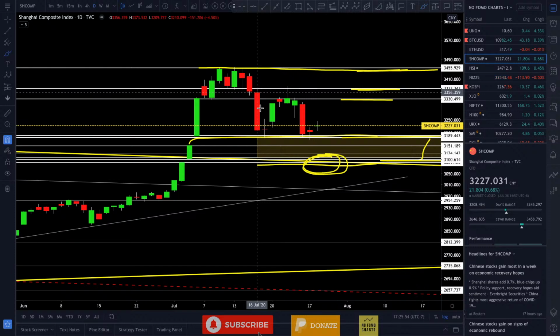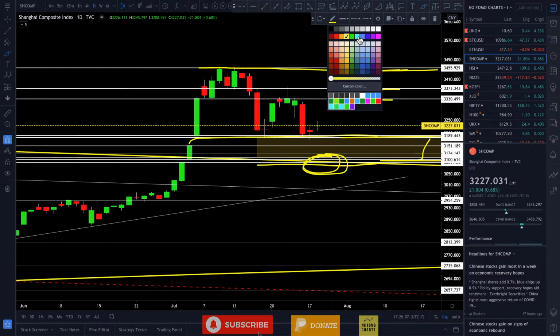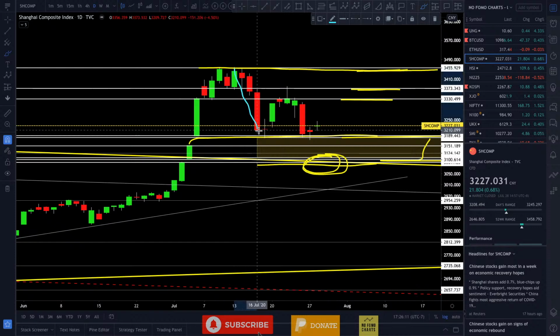All right, so just remember that. What we want to watch out for if you're in the Shanghai Composite or in the Chinese stock market is: is this going to turn? Let me change the color so you can see I drew a lot of yellow lines. Let's do sky blue. So if this is going to turn into a downtrend, to confirm an even lower downtrend, we need to have a breakdown of the support at 3189, 3189.